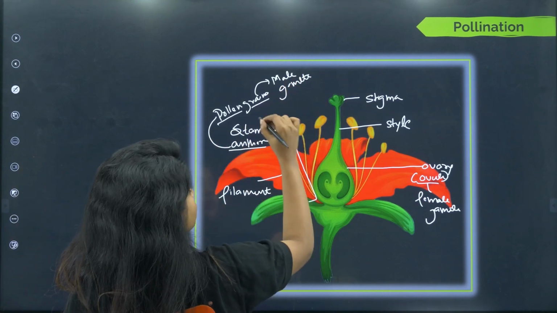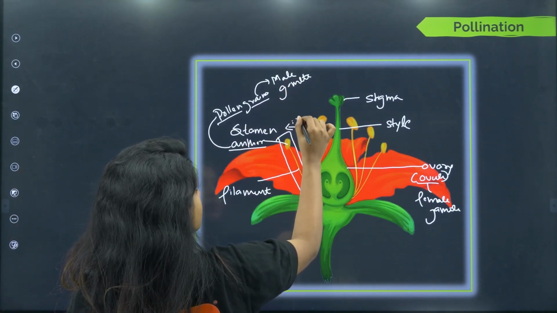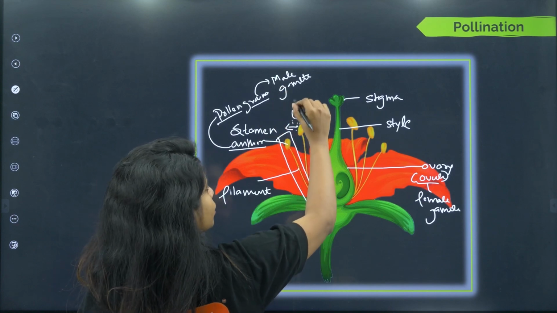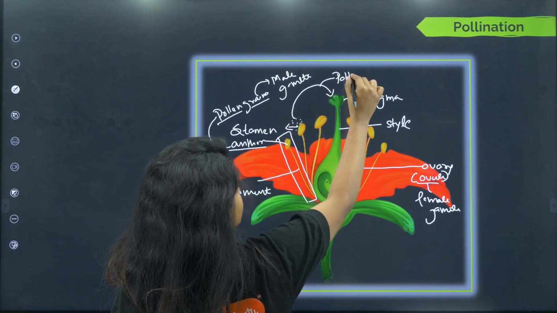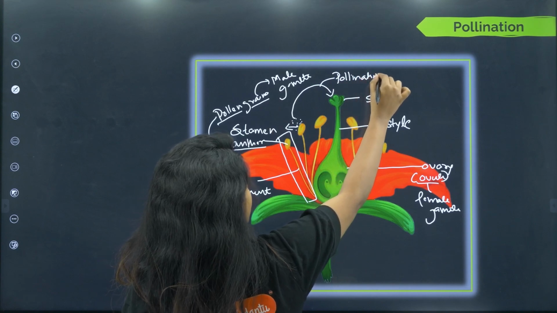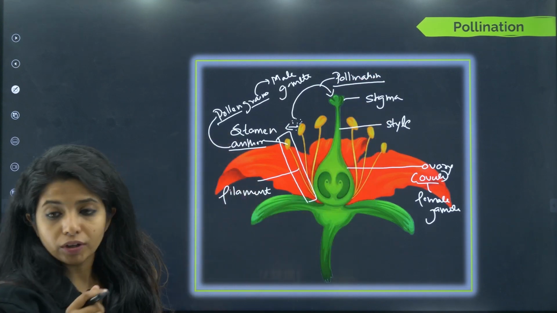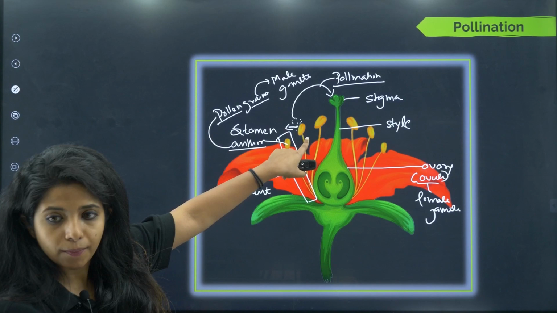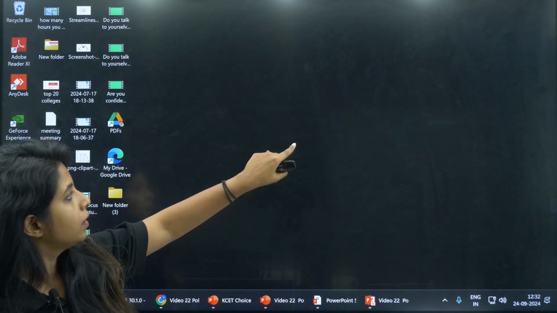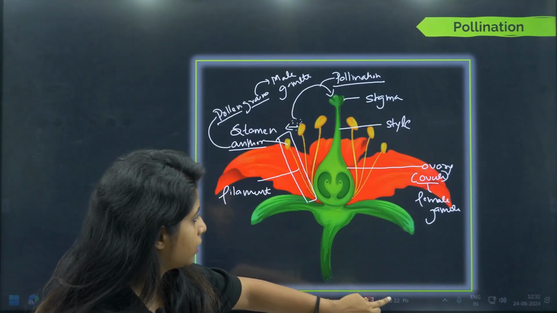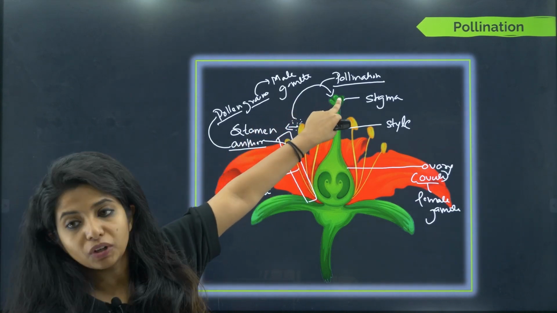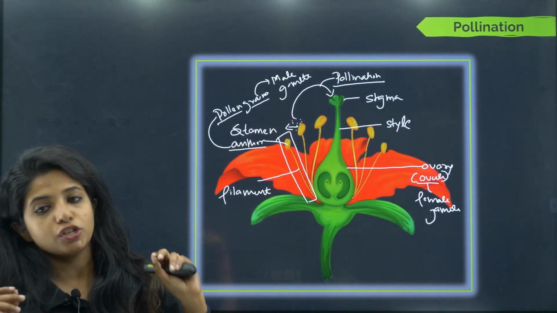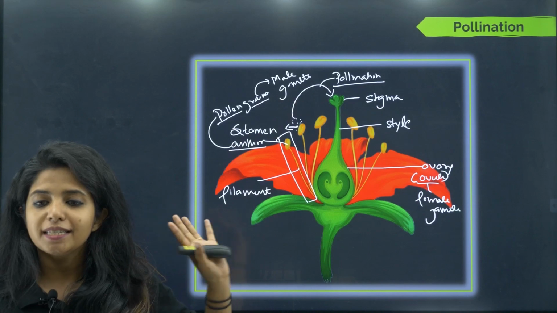Now, the process of transfer of these pollen grains, children, from the anther to the stigma is known as pollination. How can you define it? The transfer of pollen grains from the anther, or the stamen, to the stigma is known as pollination. It's as simple as that.